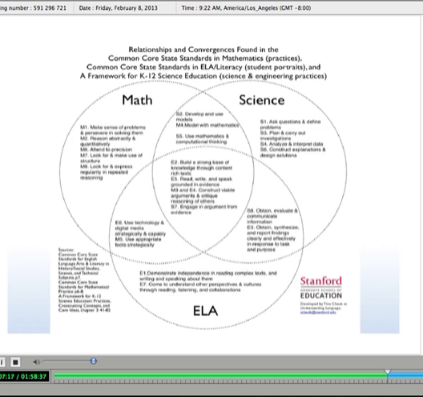For example, an area of overlap is constructing viable arguments based upon evidence and critiquing the reasoning of others. And this isn't the only way that the various elements can be arranged in the Venn diagram, but we think the graphic provides a convenient starting point for discussion when planning to develop integrated curriculum. And next slide.